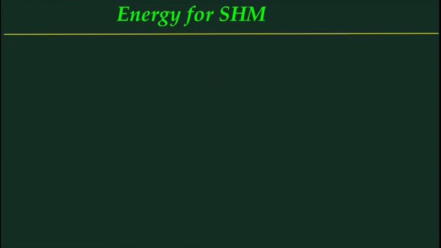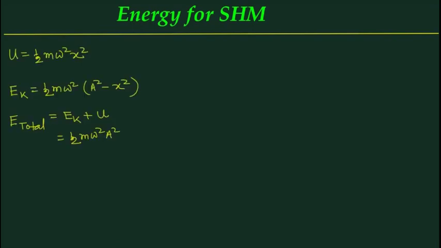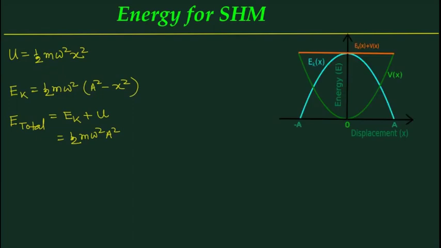Now let's draw the diagram for the energy for SHM. As the expression of potential energy is half m omega square x square and the kinetic energy is half m omega square into a square minus x square, these are equations of a parabola. If we draw the displacement versus the energy, this green line shows the potential energy and this blue line shows the kinetic energy. As the total energy is constant, it doesn't change with the displacement, so this line represents the total energy.